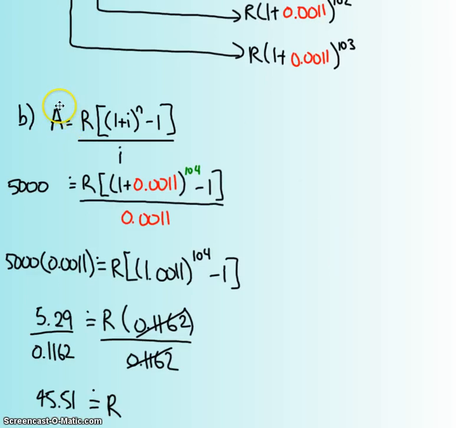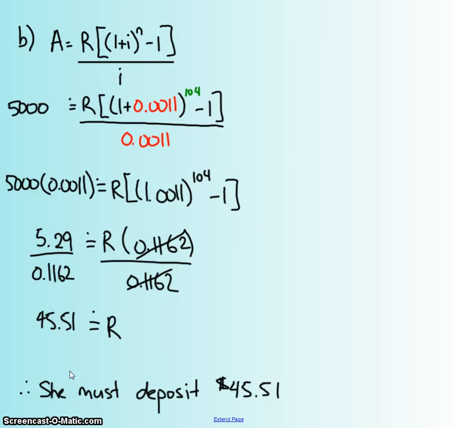We know that we want a future value of $5,000. We have our interest rate and the n. Okay, so what we're going to do is let's bring this guy over to the other side first. Then we multiply these two and I get about 5.29. I could also figure out what all of this is. So this to the power of 104 minus 1, I'm going to get 0.1162. Now if I want r by itself, I'm probably going to have to divide this out because these two are multiplying. So I divide it out on both sides and I get r as 45.51. That means that she must deposit $45.51 every single time.